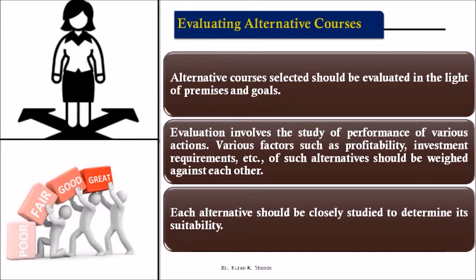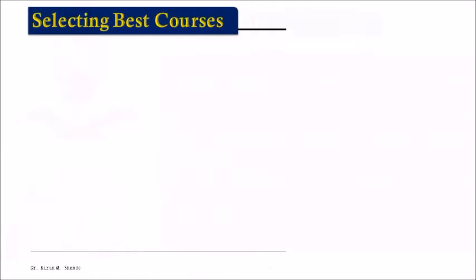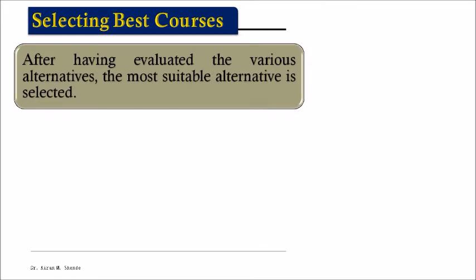Each alternative should be closely studied to determine its sustainability. So a correct, in-depth study of these alternatives should be done to understand the sustainability when it comes to actuals. The next step in the planning process is selecting the best course. After having evaluated the various alternatives, the most suitable alternative is selected.